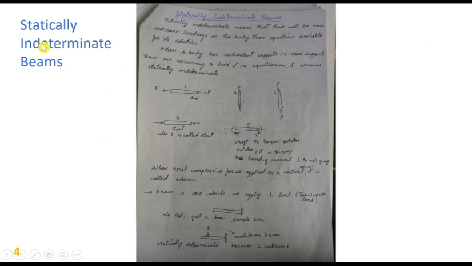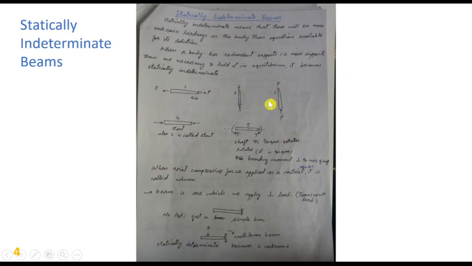For statically indeterminate beams, there will be more unknown loadings on the body than equations available for its solution. When a body has redundant supports, redundant meaning extra, unnecessary supports, more supports than are necessary to hold it in equilibrium, it becomes statically indeterminate. This member is called a tie under horizontal tensile loading. If it is under vertical compressive loading, it is called a column, and it will cause buckling.